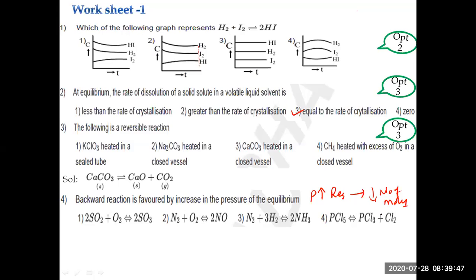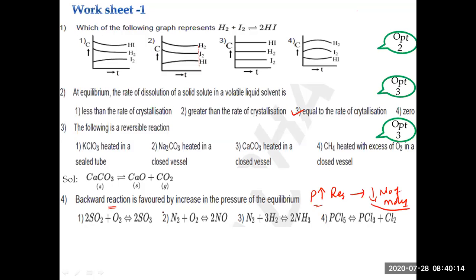Correct, no? Decrease in number of moles to experience less pressure, that's all. If number of moles decrease in the system, pressure applied will be experienced less. So they are asking, when pressure increases, backward reaction has to take place. Upon increasing pressure, if backward reaction has to take place, backward reaction must be associated with decrease in number of moles. Am I right? Decrease in number of moles.